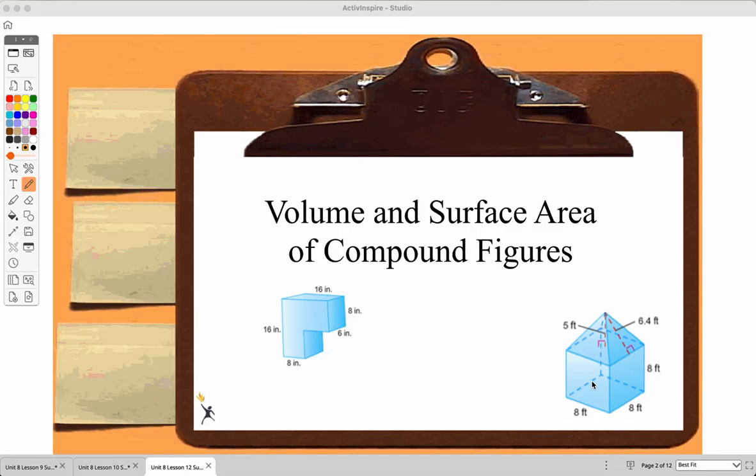All right, guys, let's take a look at the last lesson in our unit. Let's talk about surface area and volume of compound figures. So let's take a look at how that works.